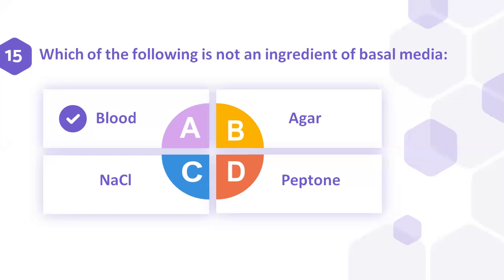So nutrient agar or nutrient broth is the basal medium in microbiology. Nutrient agar consists of agar, sodium chloride, and peptone. Blood is added only in the enriched media. So if we add blood to the basal media, it will become the enriched media.